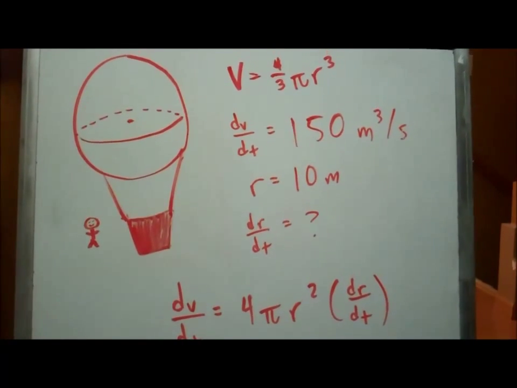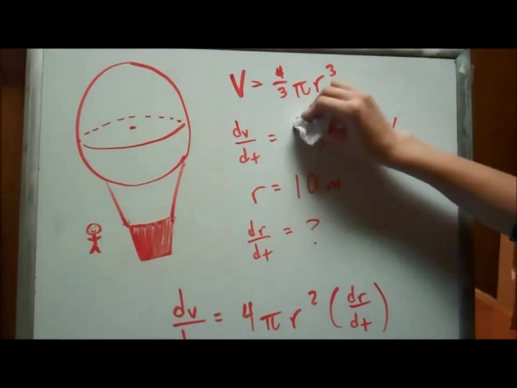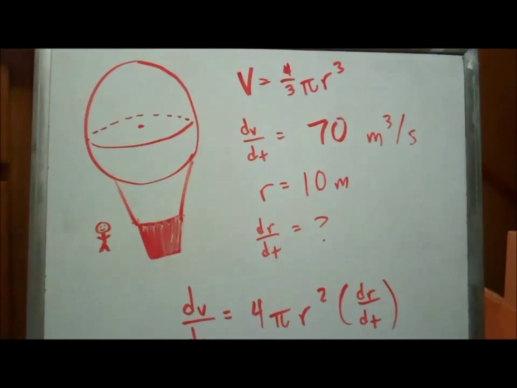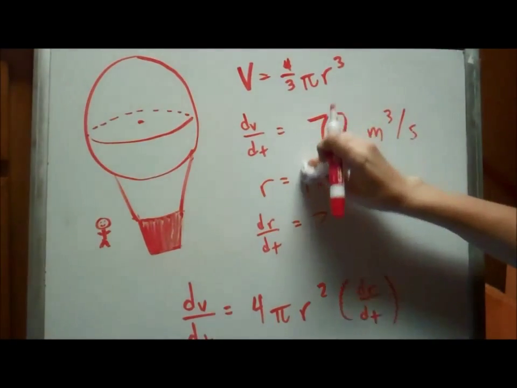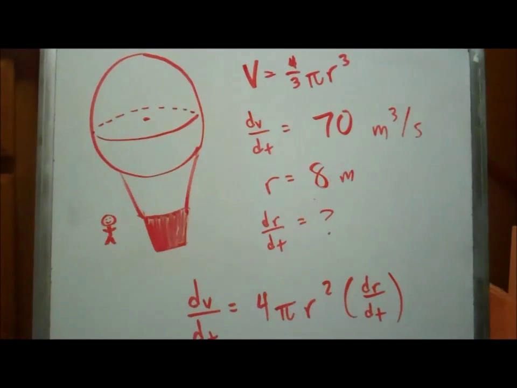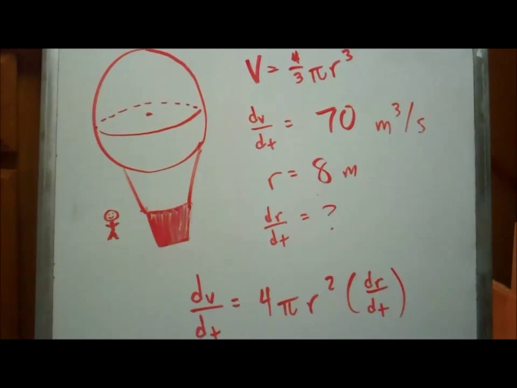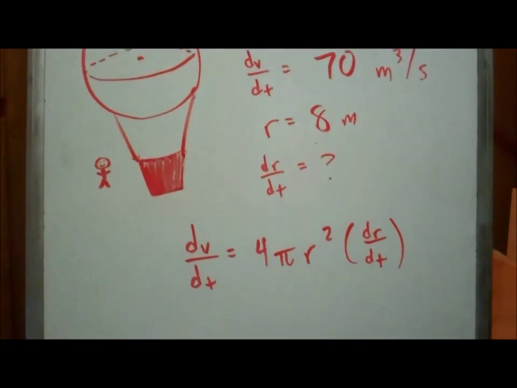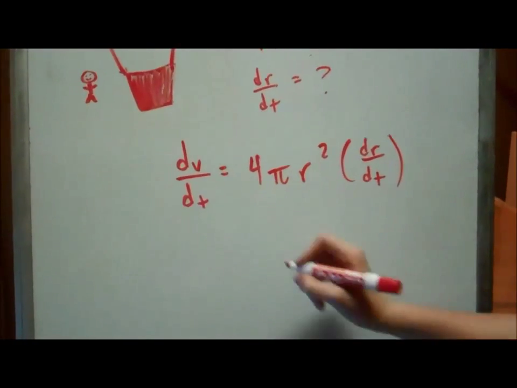Once you reach your destination, your balloon begins to deflate at a rate of 70 cubic meters per second, and your balloon begins to descend when the radius equals 8 meters. So now you want to know the rate at which the radius is changing as you descend. So again, we're going to use the same derivative of the volume equation. Now we're going to plug our new values in.